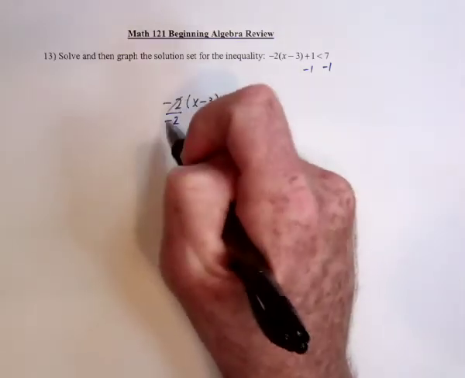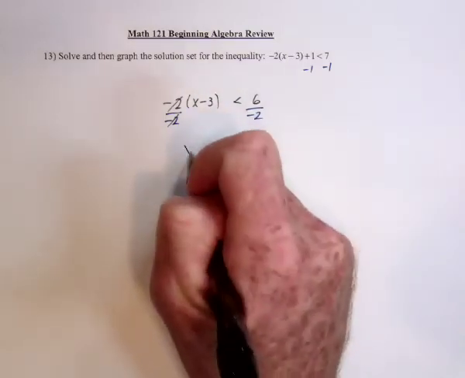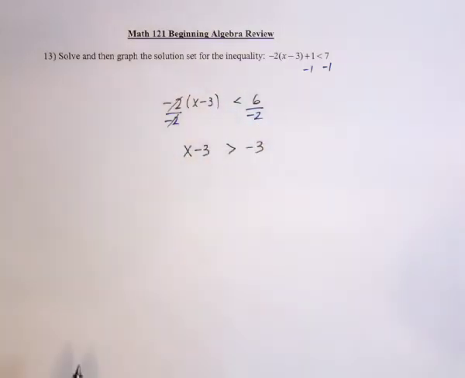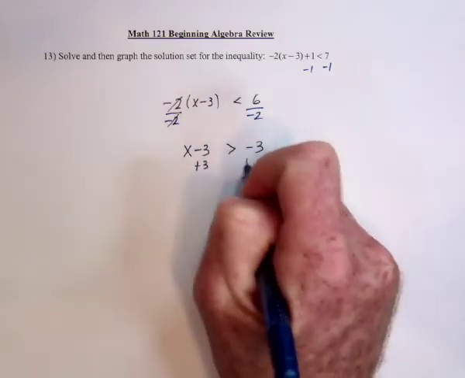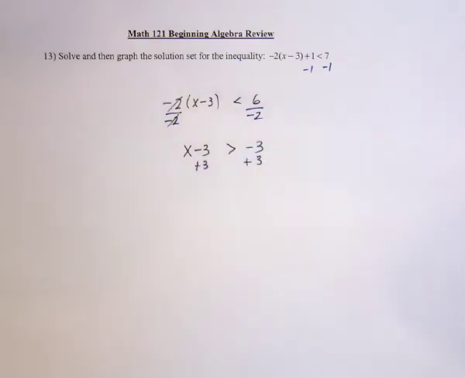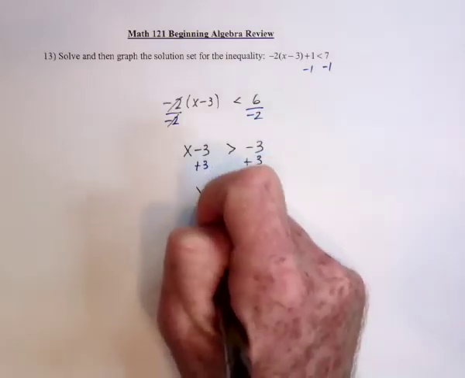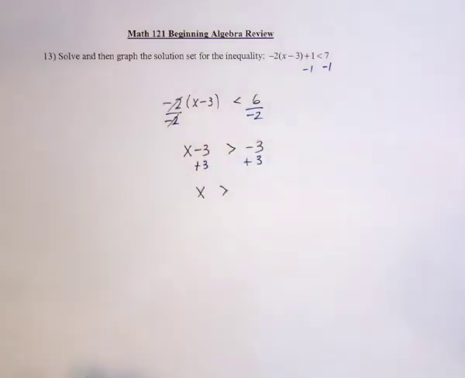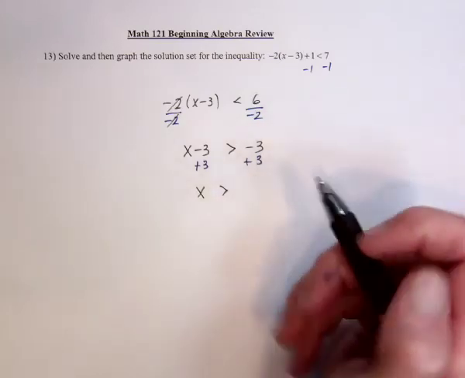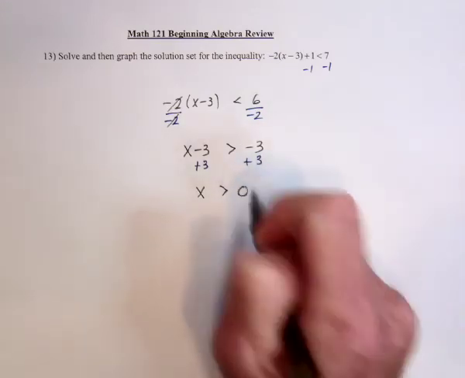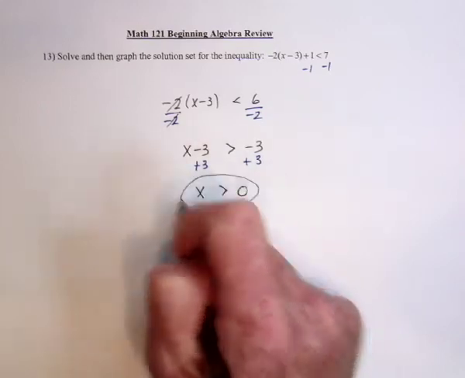Over here, these cancel, leaving x minus 3. Once that -2 is gone, you don't need the parentheses anymore. And then, in order to isolate x, add 3 to both sides. So we'd have x is bigger than, and then a +3 and a -3 are actually going to cancel each other out, leaving a 0. So x needs to be bigger than 0.